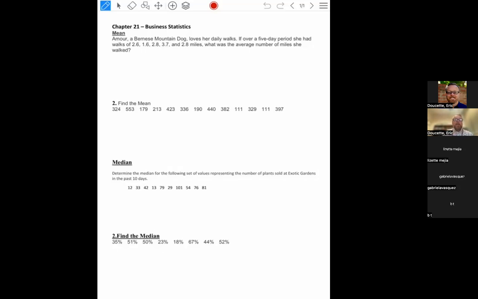So we're going to be looking at the mean, the median, the mode, and then range or frequency range.